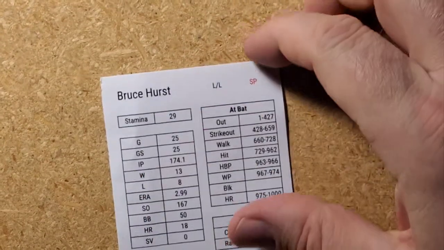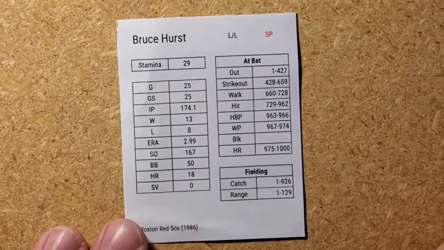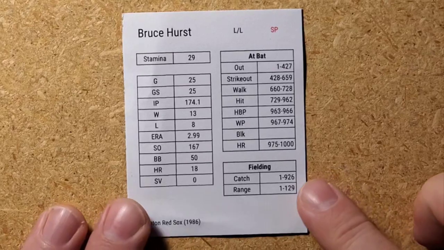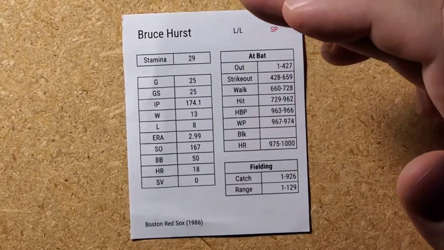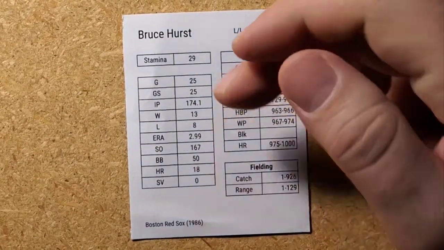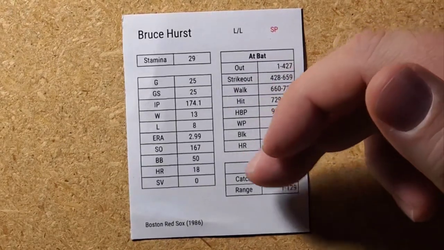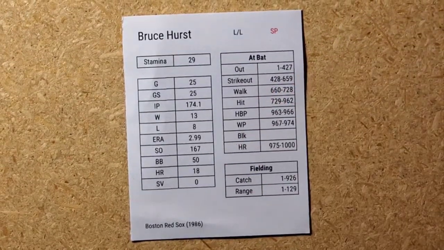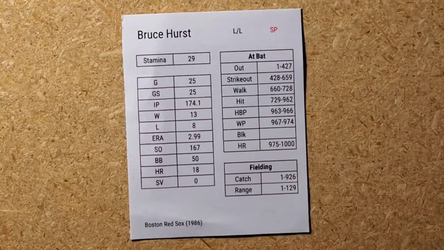And then over here we have our sort of baseline stats for pitcher. Sorry about that, got knocked off. Those are our baseline stats, games pitched, games started, innings pitched, wins and losses, ERA, strikeouts, walks, home runs given up, and if there are any saves for the player, then those saves are there as well.